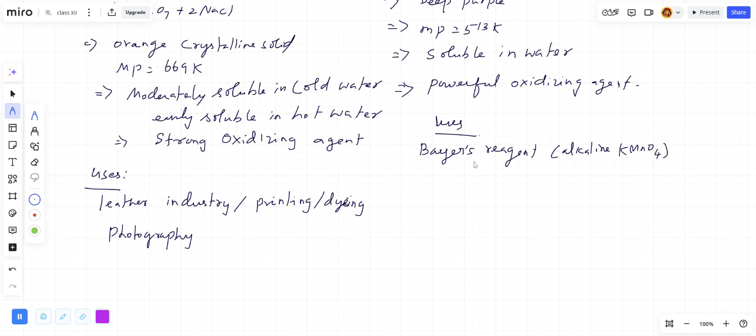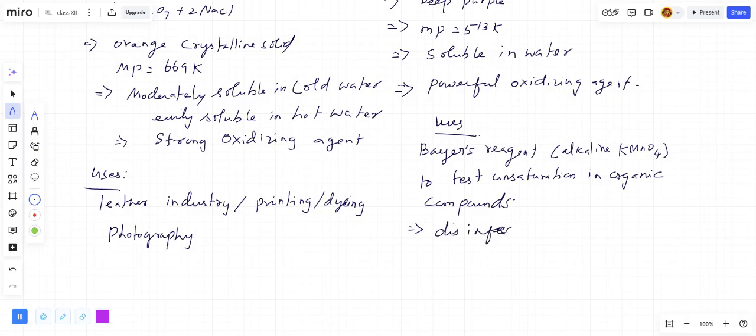You cannot simply write that KMnO4 is a base reagent, because it can be acidic or alkaline. It is alkaline potassium permanganate that is a base reagent to test unsaturation in organic compounds. It is also used as a disinfectant and germicide, and as a bleaching agent in wool, cotton, silk and other textile fibers.